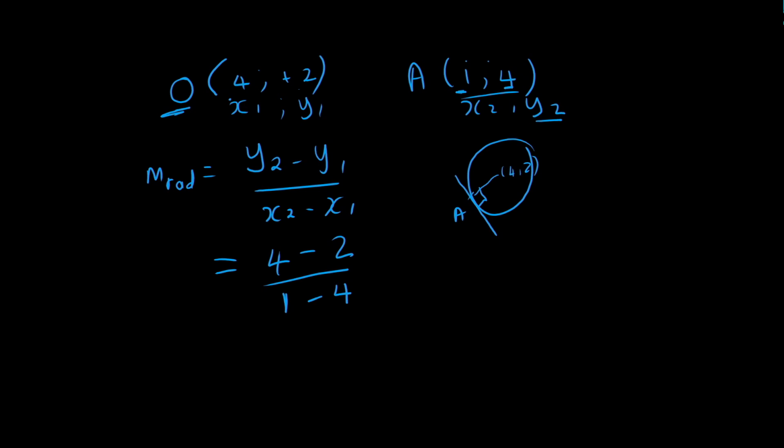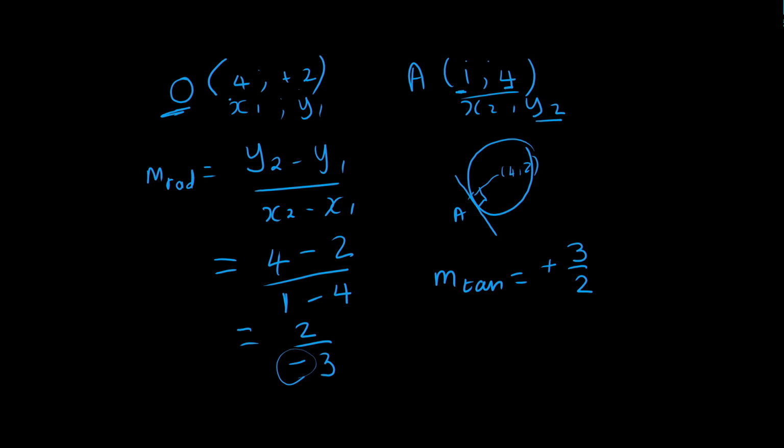4 minus 2 is 2. 1 minus 4 is negative 3. So that's the gradient of the radius. The gradient of the tangent, and remember you have to give reasons here, is going to be equal to the negative reciprocal. So reciprocal of 2 over 3 will be 3 over 2. The negative of that, because the sign here is already a negative, a negative times a negative would make this positive 3 over 2.